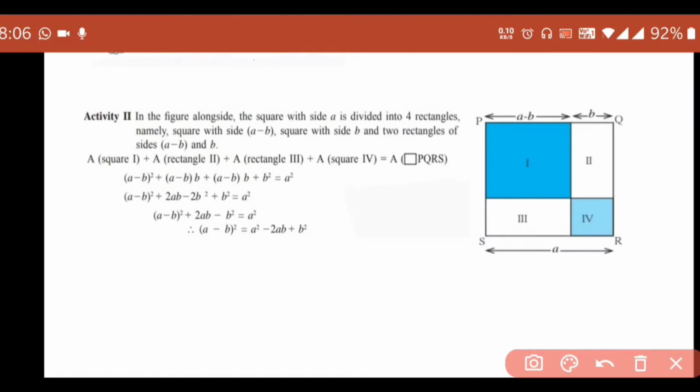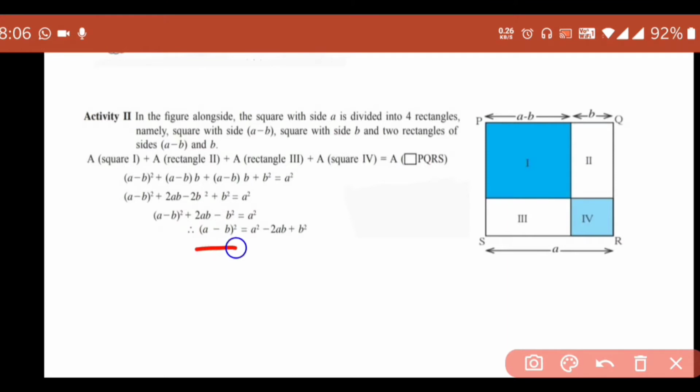So in this way, (a minus b) whole square plus (a minus b) into b plus (a minus b) into b plus b square is equal to a square, the area of this bigger square. Now let us solve it. (a minus b) whole square plus 2ab plus 2b square plus b square. So we get (a minus b) square plus 2ab plus b square is equal to a square. When we transfer all these two terms from left to right, what will we be getting?